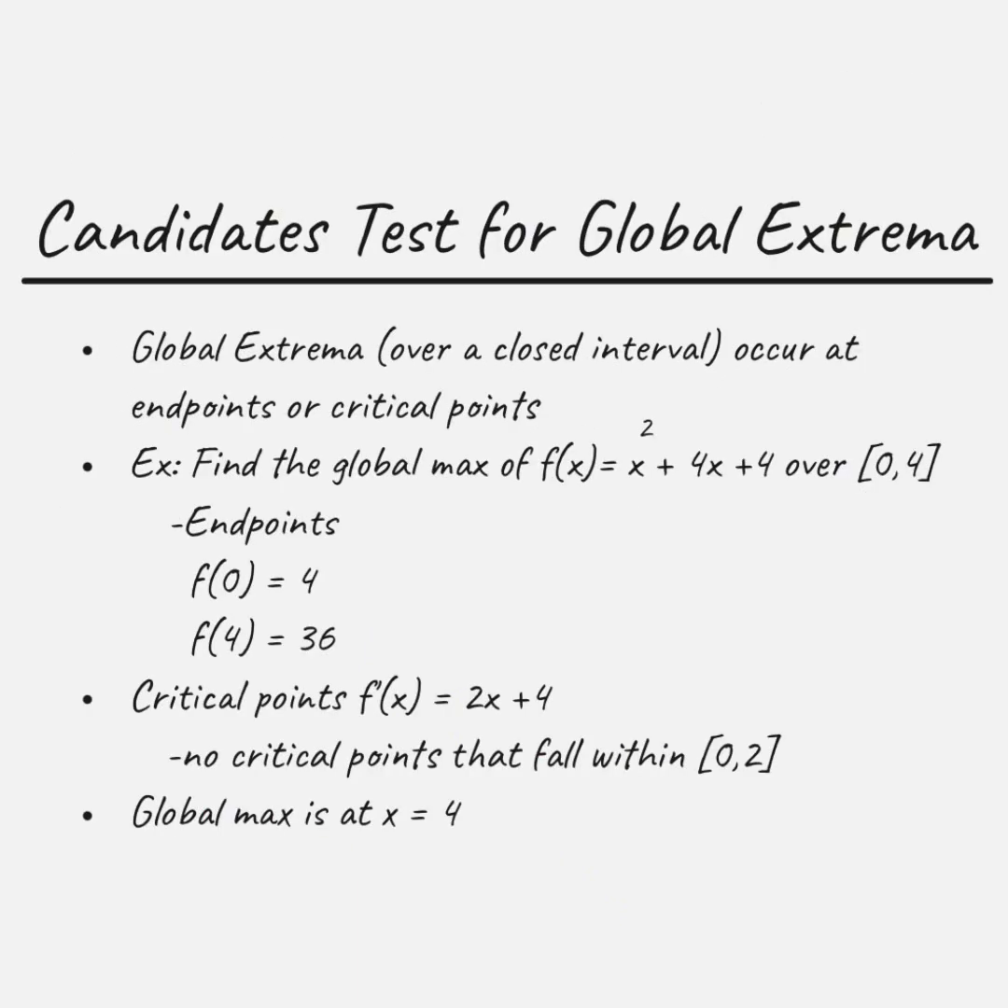Global extrema only occur at endpoints or critical points, but you need to check both. For example, say we want to find the global max of f of x equals x squared plus 4x plus 4 over the interval of 0 to 4. First, check the endpoints and find that f of 0 is 4 and f of 4 is 46. And then we check the critical points, which we get by setting the first derivative equal to 0. After we compare all the endpoints and critical points, we find that the global max is at x equals 4 because f of 4 equals 36, which is higher than all the other endpoints and critical points.